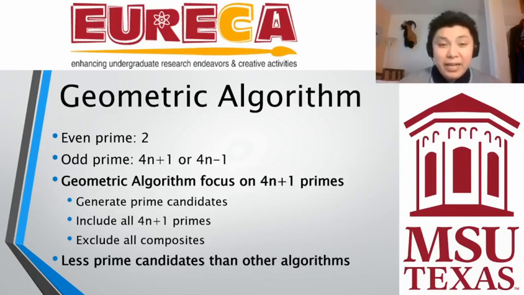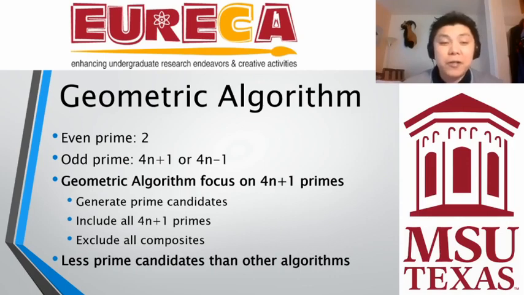So there are 3 kinds of prime numbers. There's the even prime, which consists only of 2, and there are 2 kinds of odd primes, either 4n plus 1 or 4n minus 1. The 4n plus 1 primes are numbers like 5, 13, 17. The 4n minus 1 primes are like 3, 7, 11.